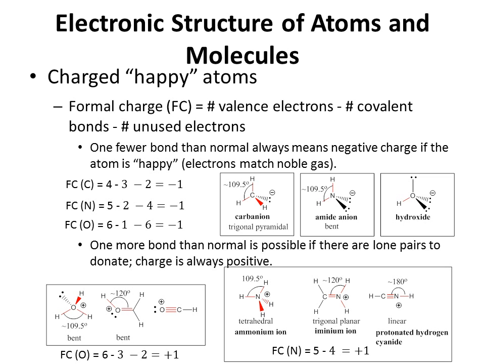Just like with oxygen, if you have 4 bonds to nitrogen, it doesn't matter how you do it. In the case of the ammonium ion, double bond, 2 single bonds gives nitrogen a +1 charge. In the case of the protonated hydrogen cyanide molecule, a triple bond to nitrogen, a single bond to a hydrogen, gives that nitrogen a +1 charge.